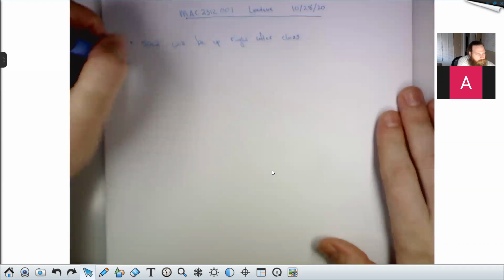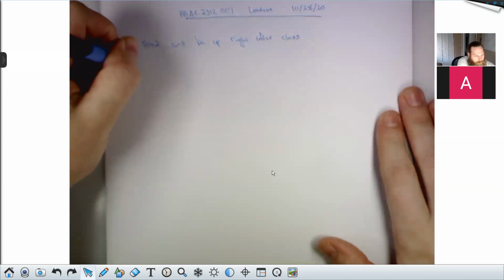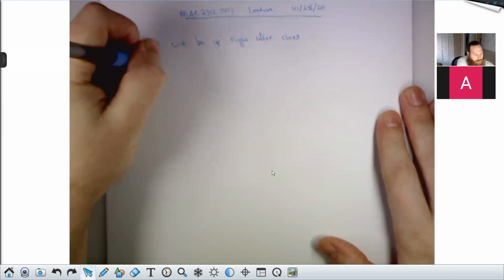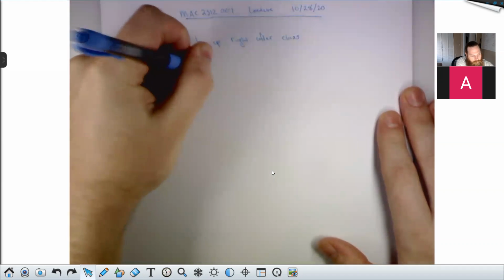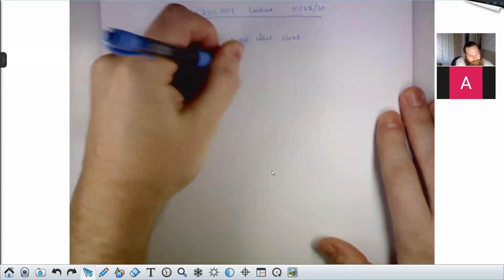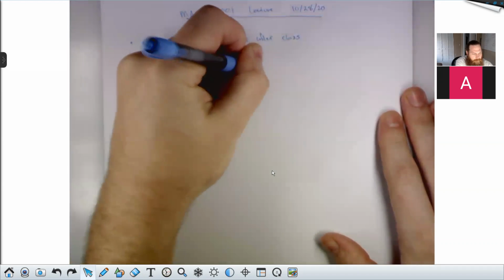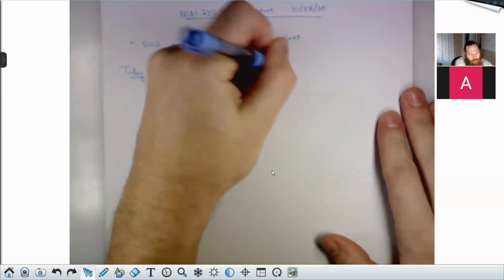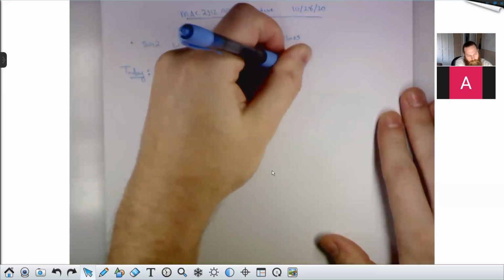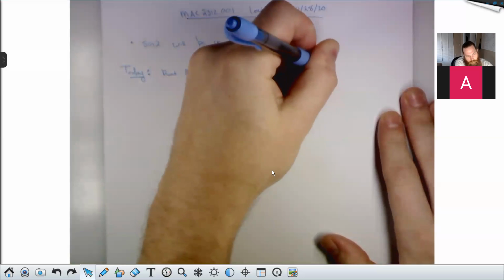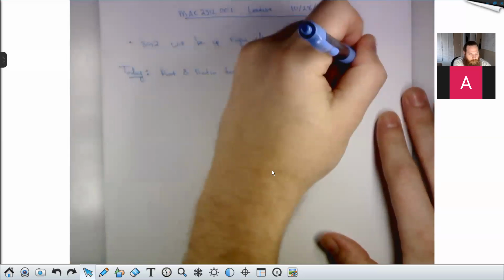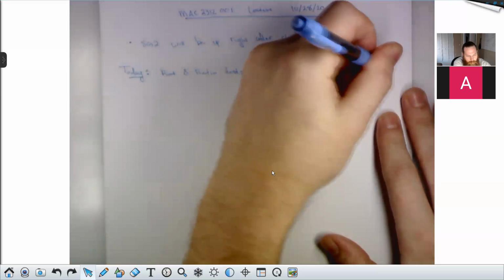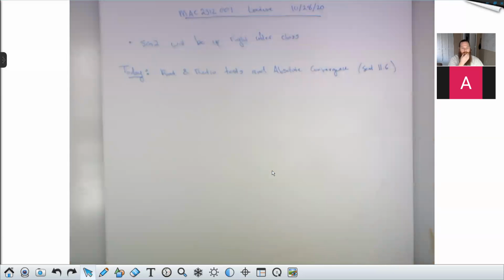But today we're going to learn our last 2 convergence tests. We're going to learn about the root and ratio tests. And this concept of absolute convergence. And this is section 11.6 in the textbook.